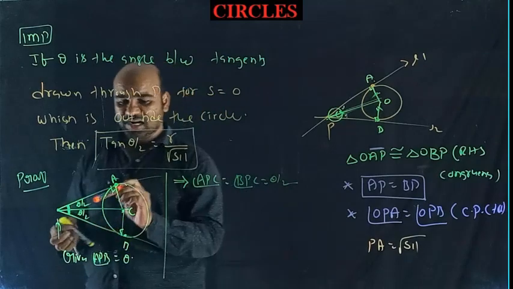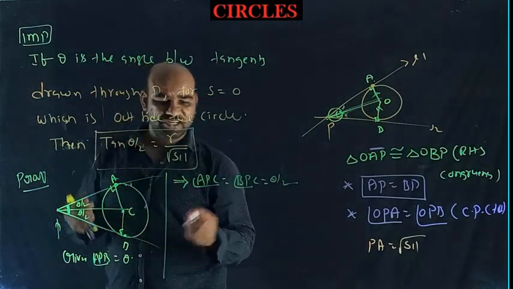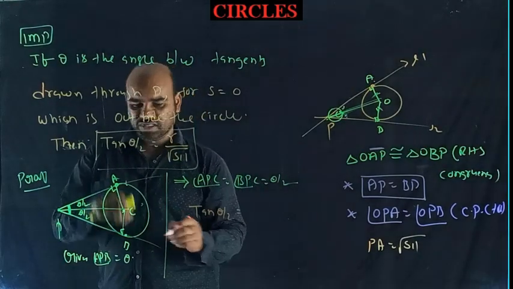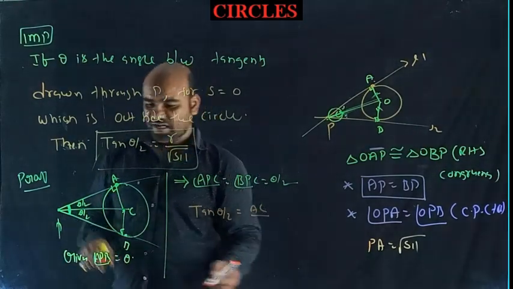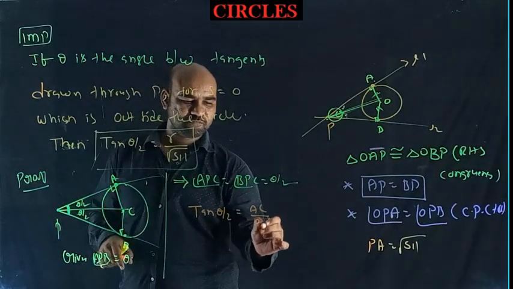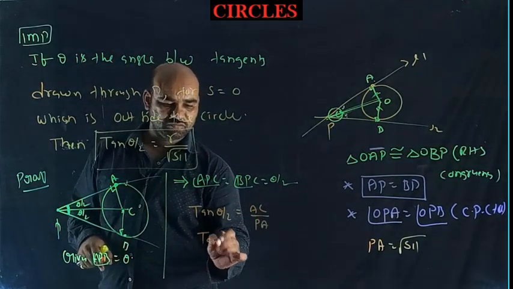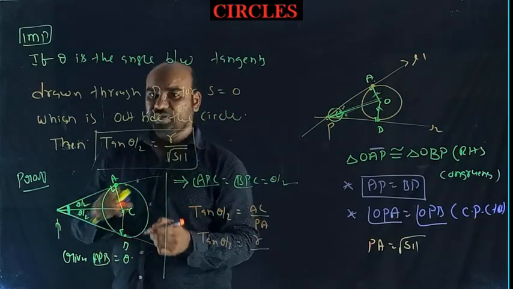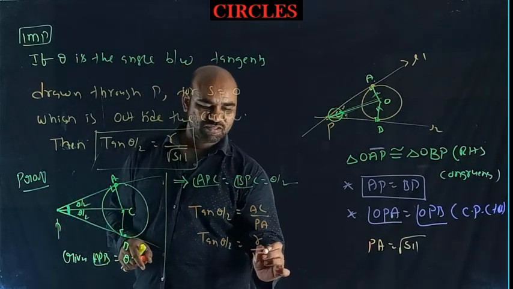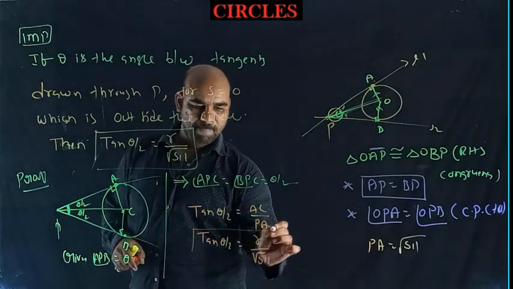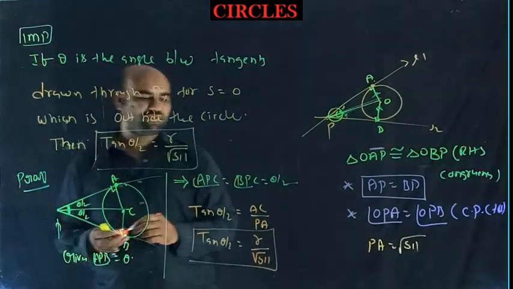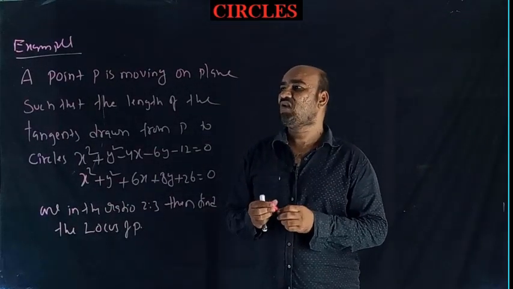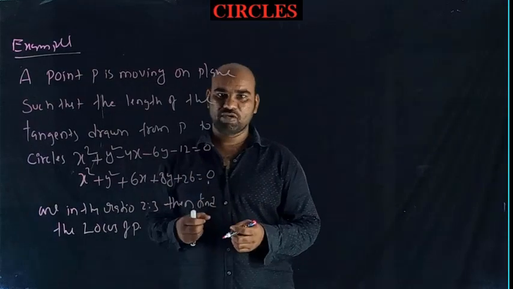Okay, it is a right angle triangle. So tan theta by 2 from the right angle triangle: opposite side AC by adjacent side PA. AC means radius of the circle, small r, by PA, length of the tangent segment, root over S11. We got tan theta by 2 equal to r by root over S11. This should be remembered. Okay students, one important and interesting example problem.